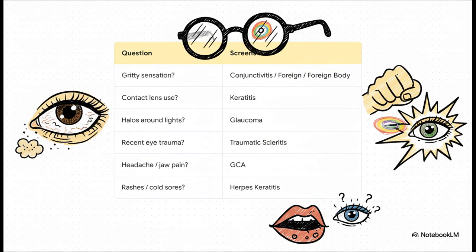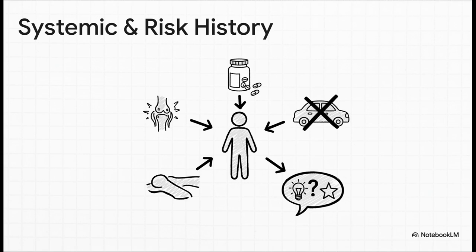You also have to show you're thinking about other possibilities. You've got to actively rule out other causes of a painful red eye. Every question has a purpose. You ask about a gritty feeling to screen for conjunctivitis. Asking about halos around lights? That's a red flag for glaucoma. Be systematic.